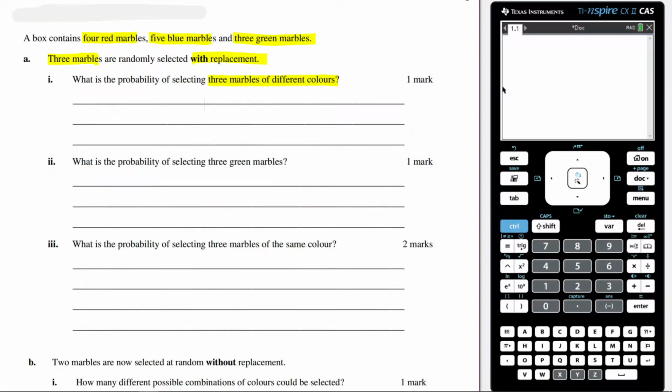Okay, so let's just think about this for a second. We've got 4 red, we've got 5 blue, we've got 3 green. 4 plus 5 is 9, plus 3 is 12. So we've got 12 marbles. Then we're pulling 3 out with replacement, and we need to figure out the probability of getting 3 marbles of different colors.